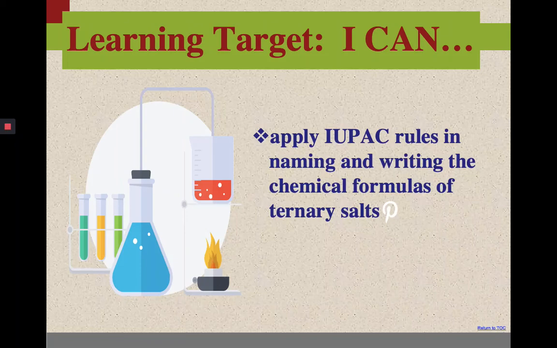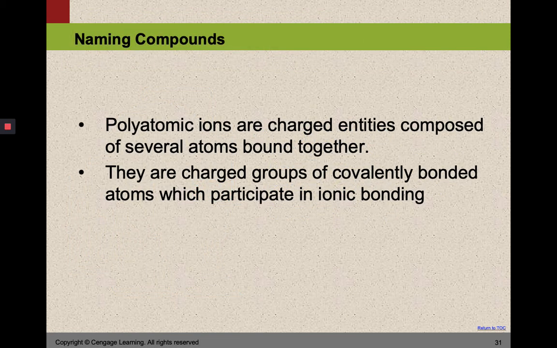Hi everyone, in this part of the video, we will be naming the ternary salts, binary acids, and ternary acids. In the first two videos, we were talking about how we name binary ionic and binary covalent compounds. Now what if the compound isn't binary anymore, meaning it is made up of more than two types of atoms? This is where polyatomic ions come in.